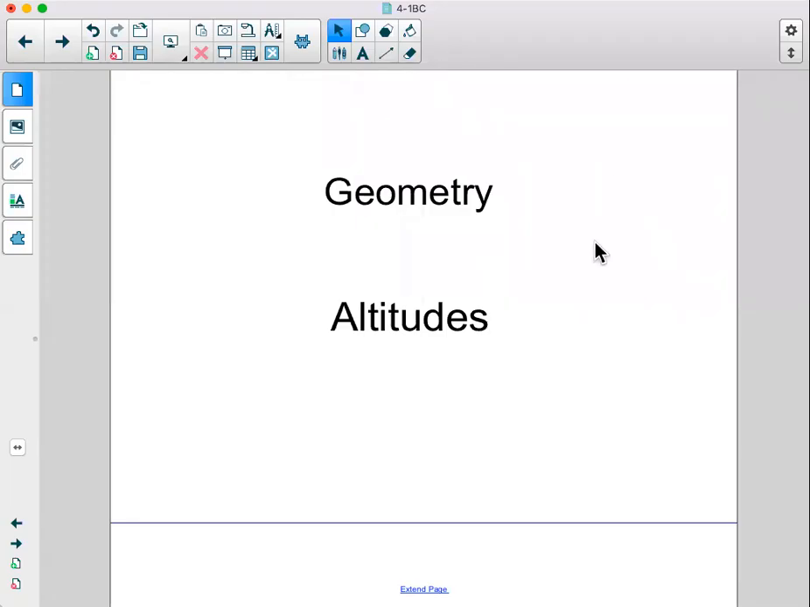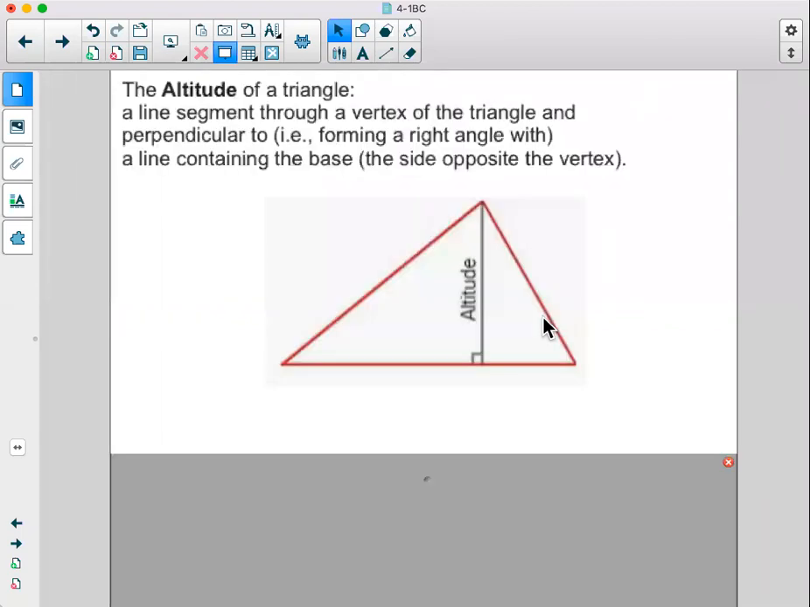Hello, geometry students. Today I'm going to talk to you about the altitudes of triangles. So what is an altitude?